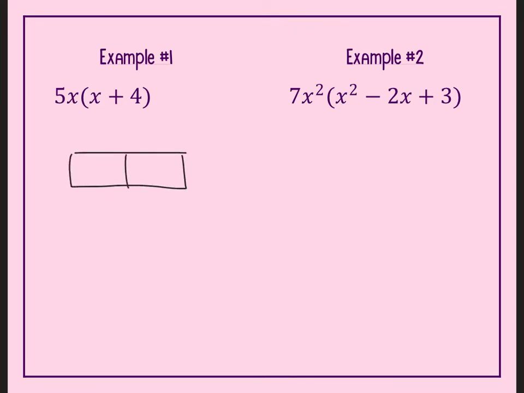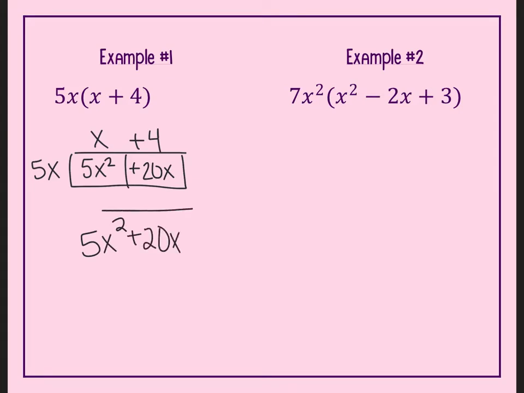Okay. So we have a 5x, and we're going to multiply the 5x times x plus 4. Inside that box, we're going to look at 5x times x. So 5x times x is 5x squared. Then 5x times 4 is a positive 20x. So combine like terms if you have them. Now, this isn't really polynomials, but before we got into polynomials, we wanted to just practice how to make the box and what we're doing with the box.